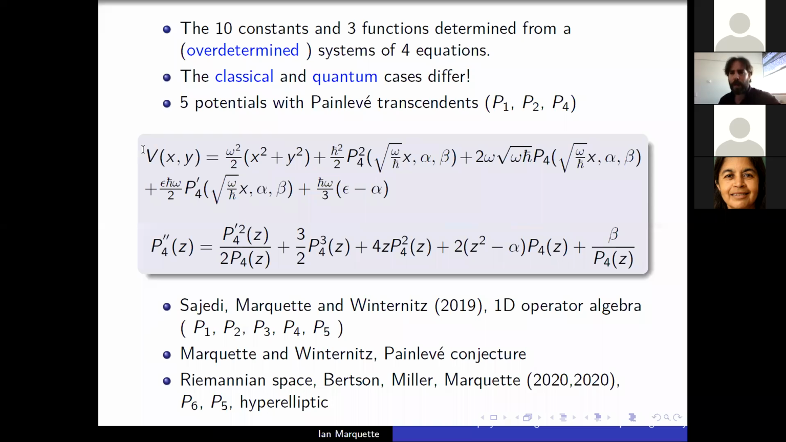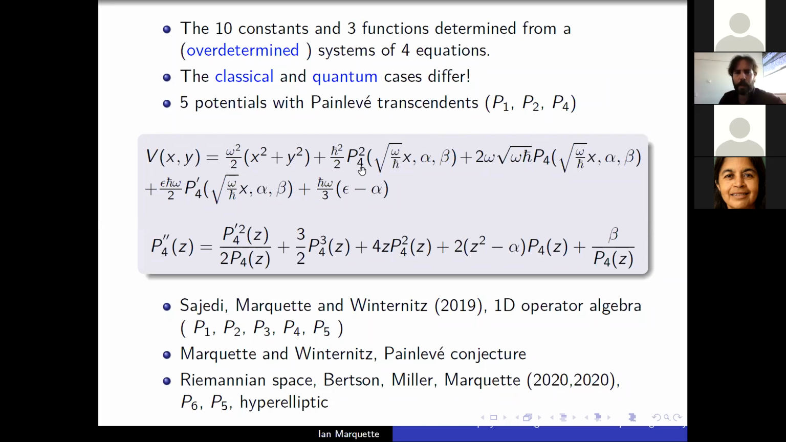In the original paper by Gravel, there was a list of 21 quantum systems and 8 classical systems. Five of them in the quantum case can be written in terms of P1, 2 in terms of P2, and 1 in terms of P4. So this is the Hamiltonian in terms of the fourth Painlevé transcendent.